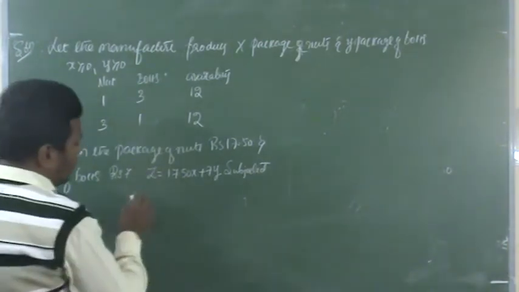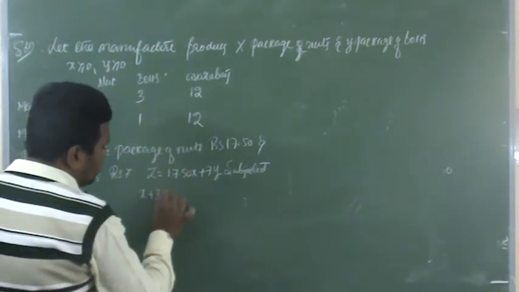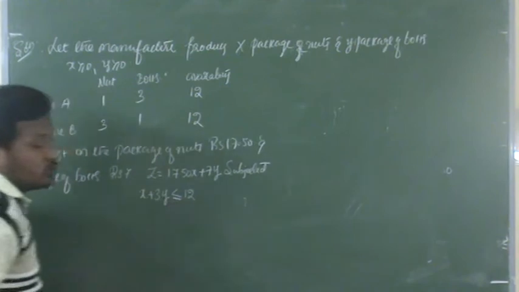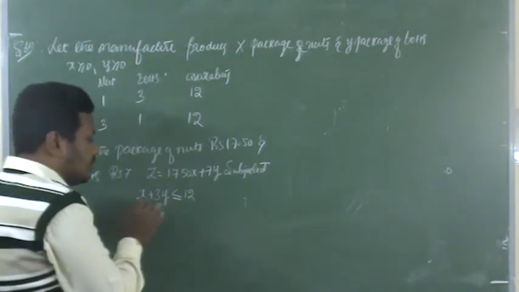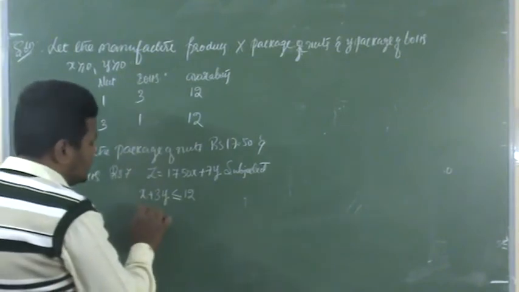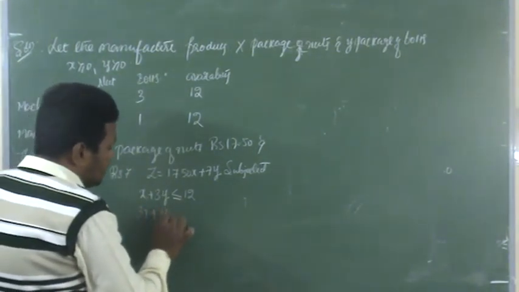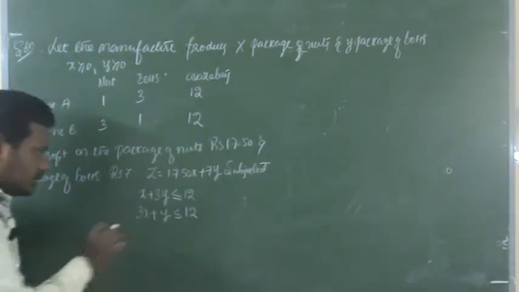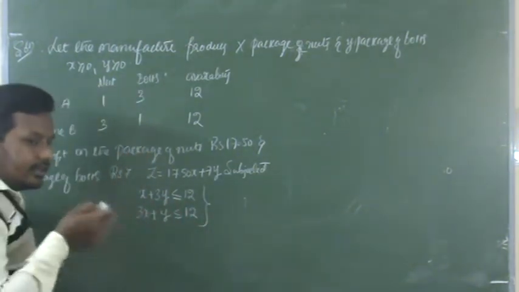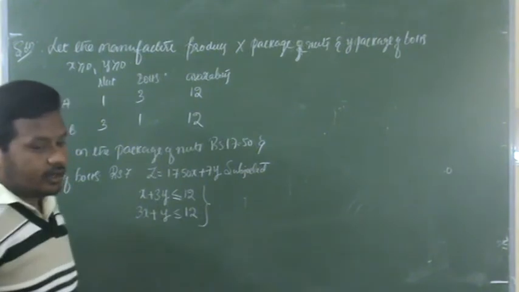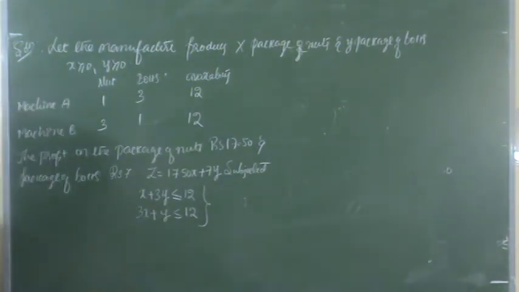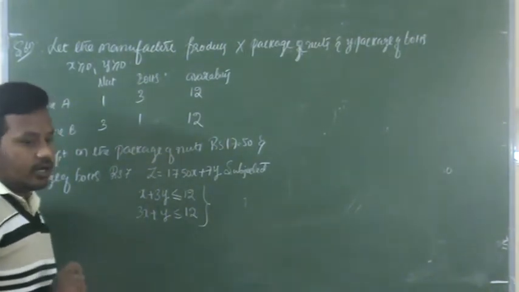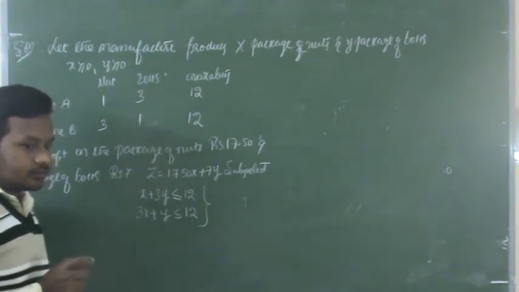First we write the nuts constraint, that is x plus 3y less than or equal to 12, that is at most 12, and the second one is 3x plus y less than or equal to 12. This is the at-most condition; for at least we take greater than or equal to. Now we have to find out how many packages of nuts and bolts he should produce.